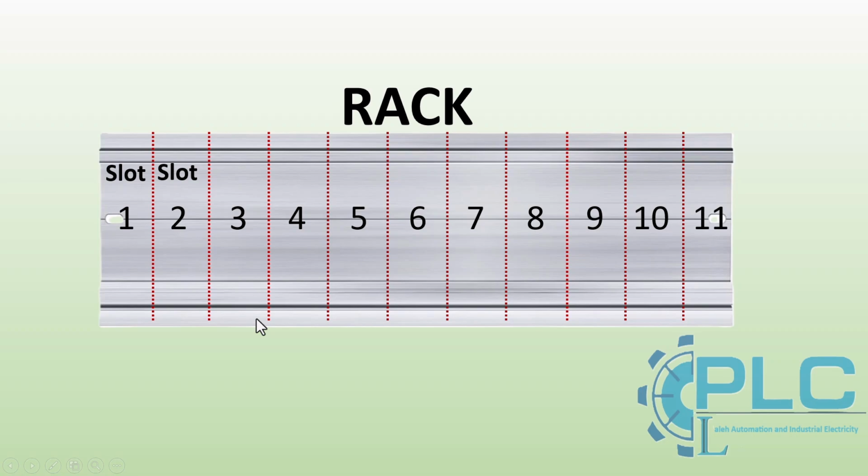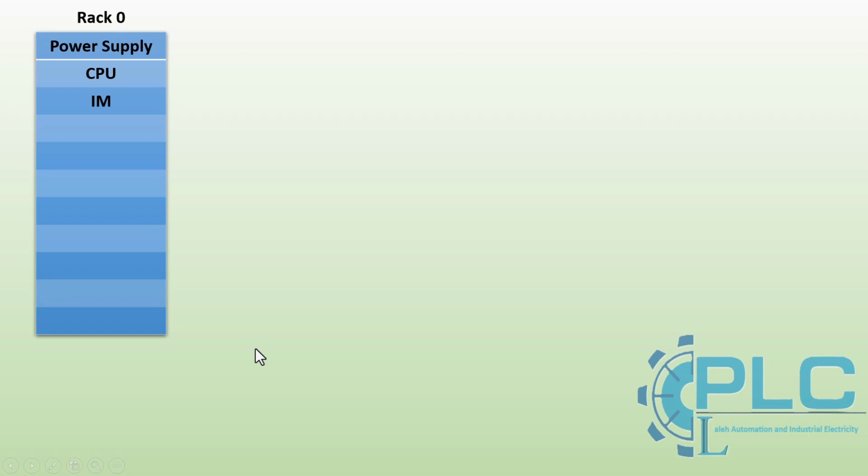Each rack is divided into 11 slots, where different modules can be placed. Each module must be placed in the correct slot according to a predefined positioning rule. Let's break down these rules and understand how modules should be arranged in the rack. As mentioned earlier, each S7-300 PLC rack supports up to 11 modules. These slots are predefined positions, and you must follow specific rules when placing the modules. If the modules are placed incorrectly, the hardware configuration in the PLC program will not allow the system to function properly.